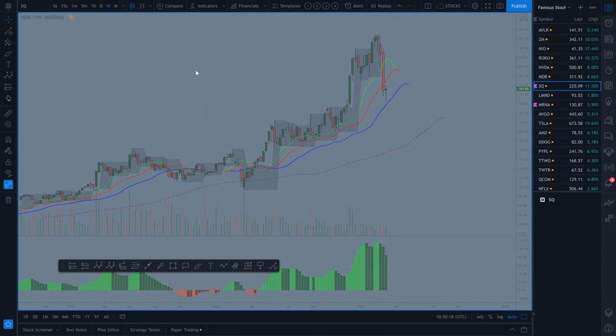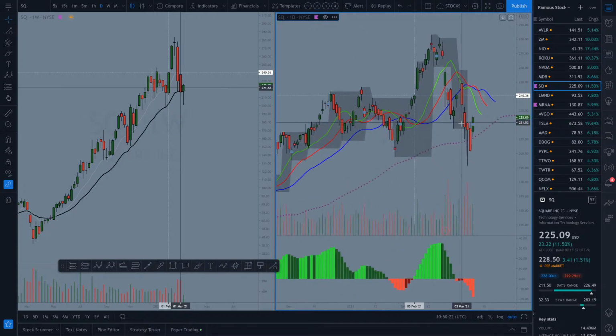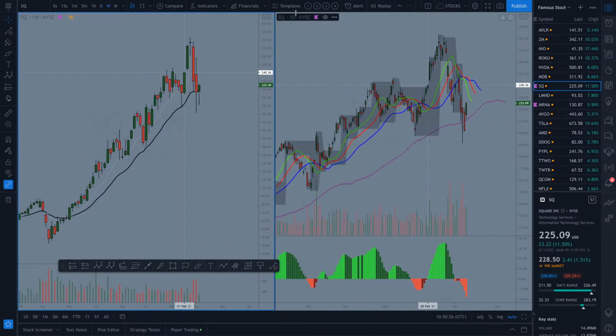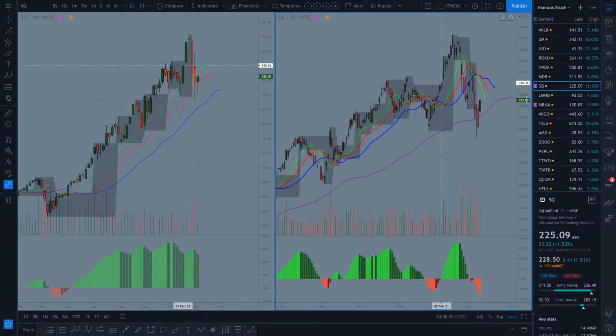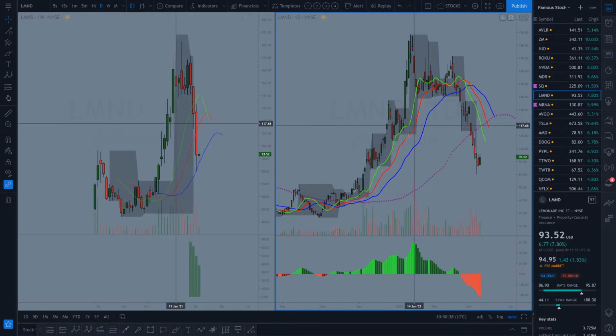MDB. Oh, I'm on a weekly chart. Let's do this properly, one by one. Go to both templates. Set up one. So we haven't made any progress. This is one of the stocks that I've been keeping because it was always in the news and stuff. And I actually bought it around here.